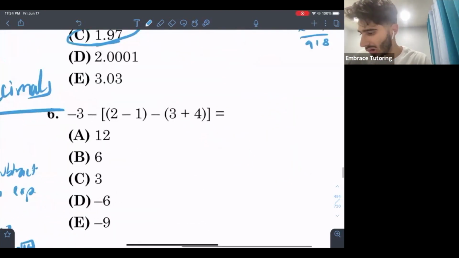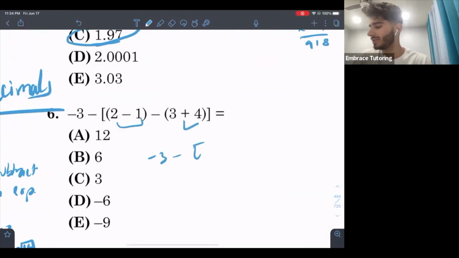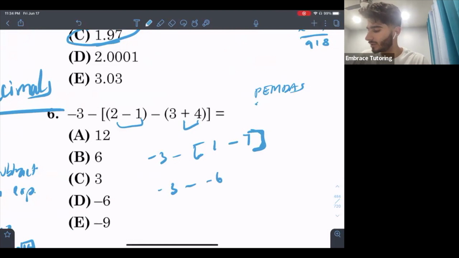Question 6. You have -3 minus bracket, but you do the parentheses inside because it's PEMDAS: parentheses, exponents, multiplication, division, addition, and subtraction. You do the parentheses inside. 2 minus 1 is 1. Minus 3 plus 4 is 7. You do the brackets, and then you do -3 minus the brackets, which is -6. It becomes a double negative.